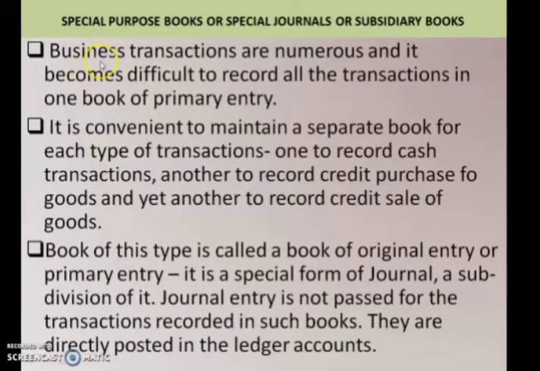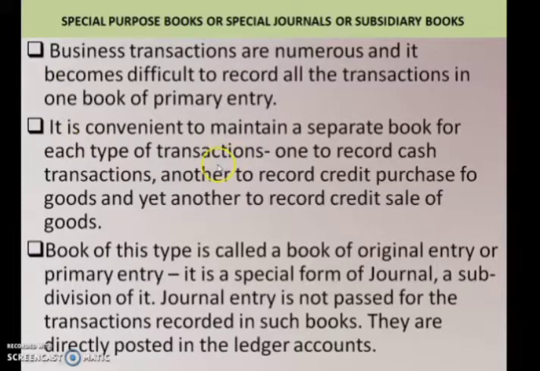Let us discuss. Business transactions are numerous and it becomes difficult to record all the transactions in one book of primary entry. As you know, every day there are a lot of transactions taking place, and whenever a transaction takes place, we record the entry in the book of primary entry. Which is the book of primary entry? Yes, it's the journal. So we make all the entries in the journal. It is difficult to record all these transactions in one particular book, isn't it? So it would be convenient to maintain a separate book for each type of transaction.